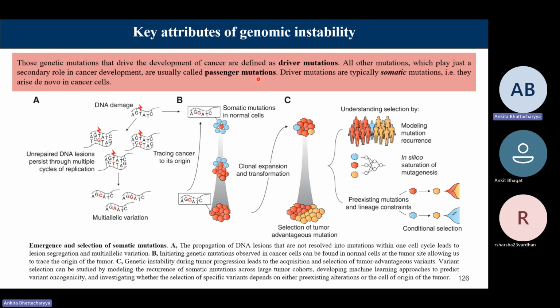Also, keep in mind that driver mutations are typically somatic mutations, which means that they arise de novo in the cancer cell. If a particular mutation is hereditary, usually that is not considered to be a driver mutation. It is probably going to be a passenger. It might be a secondary driver mutation, which means that something else in that particular person has changed or altered, as a result of which lacking a mutation or lacking the proper functionality of this particular gene is making the disease much worse for them. So therefore, typically driver mutations are considered to be somatic in nature.